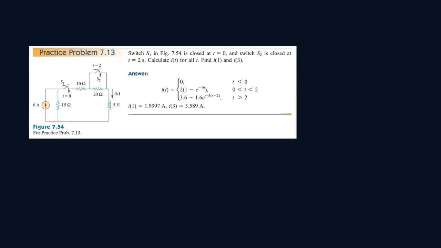For the following circuit, we have to find i(t) for all time values, and then we have to find what the current will be when t is 1 and when t is 3. We see that the switch will be closed when t is 0, and then 2 seconds later, switch 2 is closed. So right now, let's focus on when none of the switches are closed.